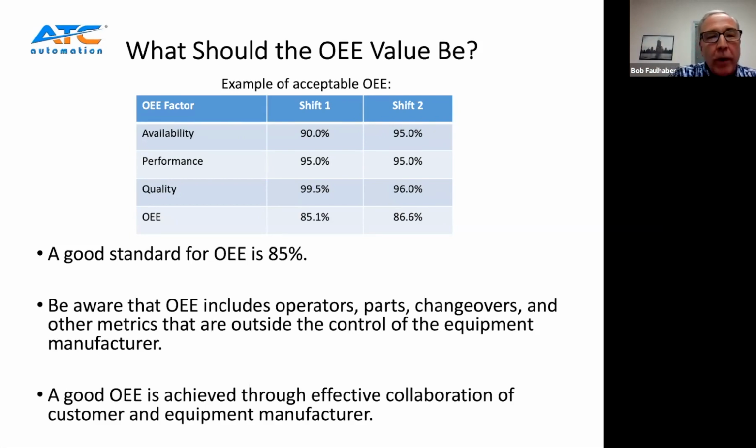On shift one, we had an availability ratio of 90%, not too bad. So that means 10% of the available time, it was down for a number of reasons. We had a speed ratio, a performance ratio, of 95%. So it was running at 95% of its ideal speed on the line. And then quality, we had 99.5% of the parts produced off that line were good. So now if we take 90% times 95% times 99%, you come up with an OEE of 85.1%.